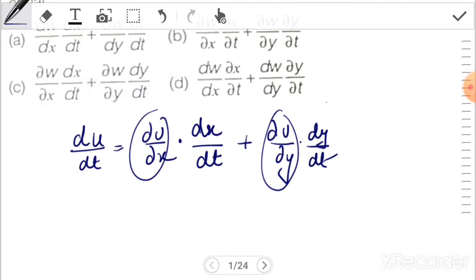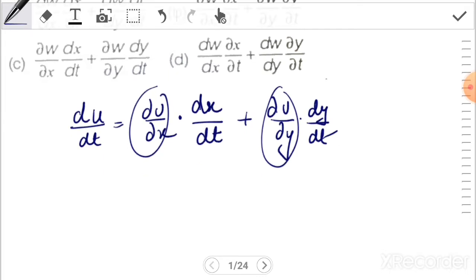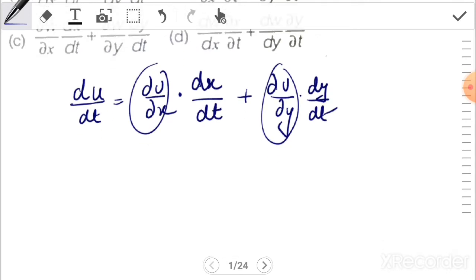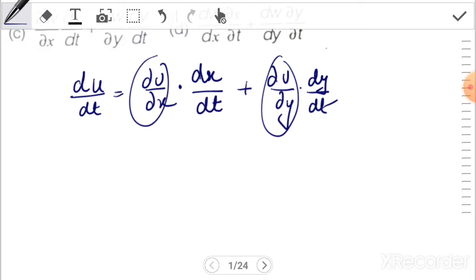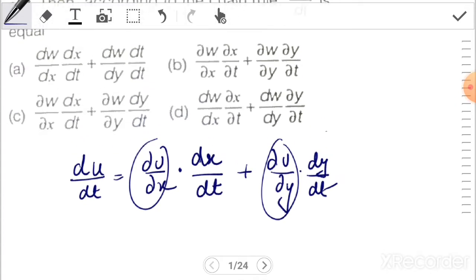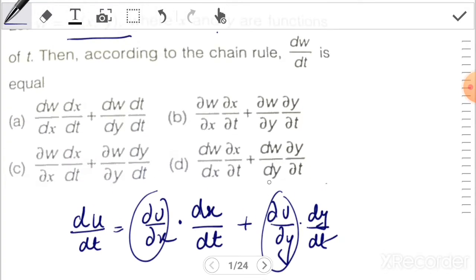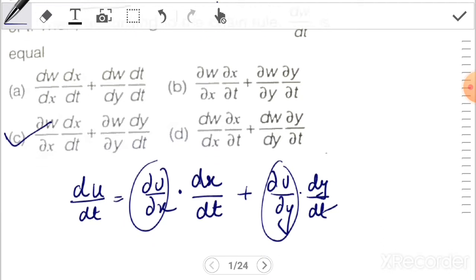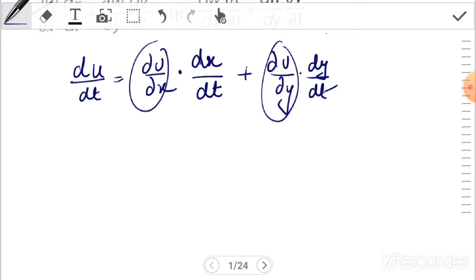So total derivatives are often used in related rates problems, for example, finding the rate of change of volume when two parameters are changing with time. Let us see one example. So first, here in this question, the correct answer is C. Okay, so now let us see an example.